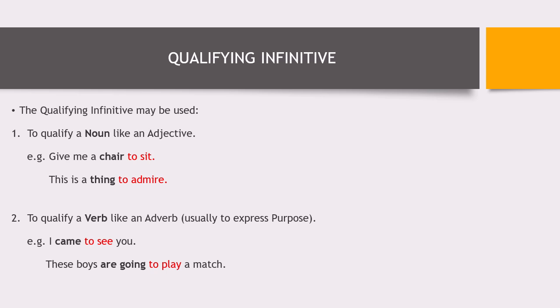2. To qualify a verb, like an adverb, usually to express purpose. For example, I came to see you. To see qualifies the verb, came. These boys are going to play a match. To play qualifies the verb going.